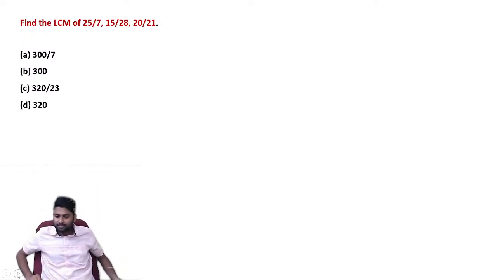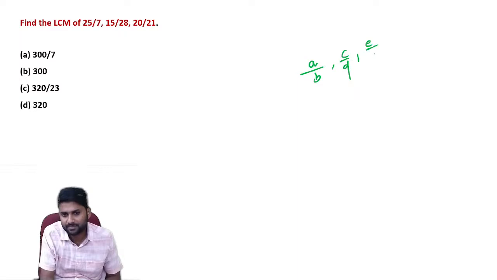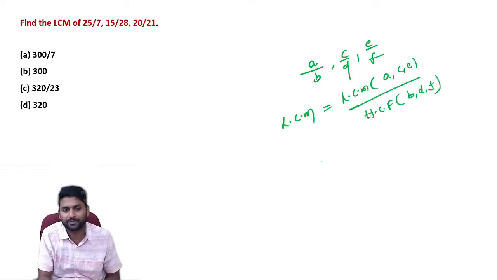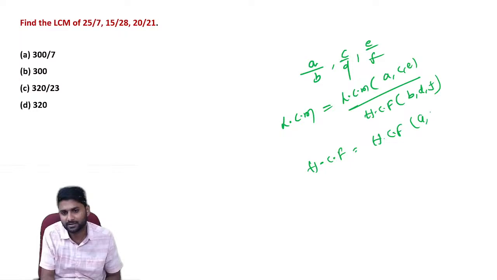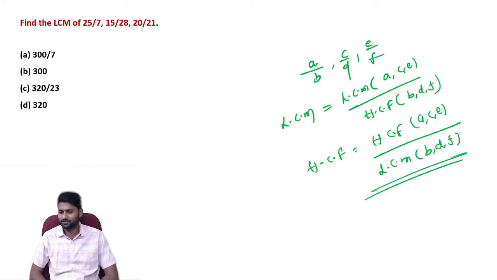Find the LCM of all the numbers. Okay, see, if any fractions are given, like A by B, C by D, E by F, and you want to find the LCM of all the fractions, here the formula is LCM of numerators divided by HCF of denominators. Same way, if you want HCF, then HCF of numerators A, C, E divided by LCM of denominators B, D, F. So if you know these things, then you can calculate these kinds of questions.